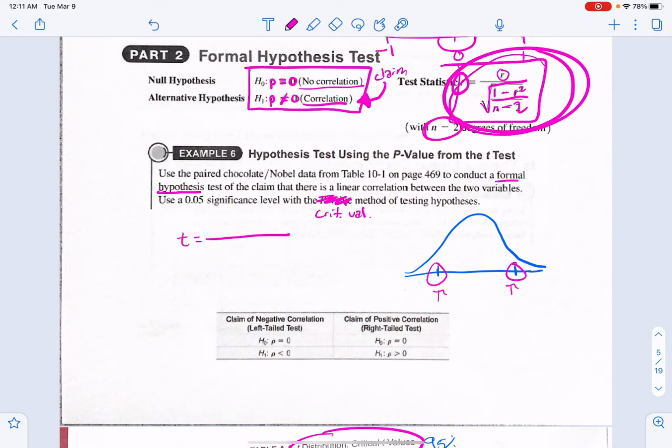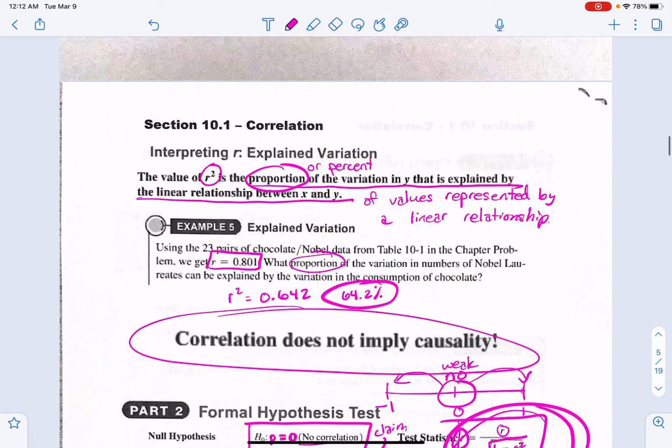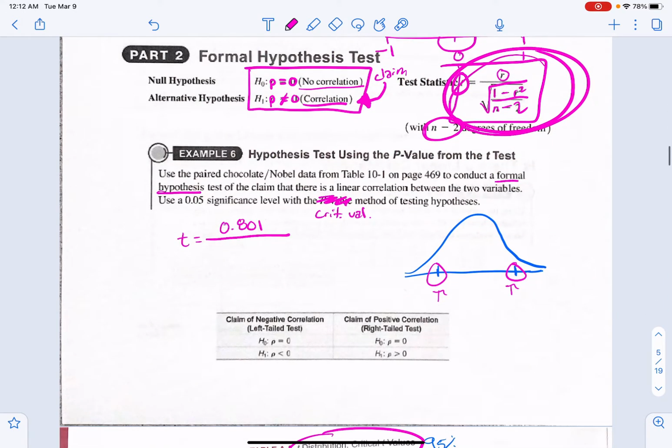Using this formula up here, we've got our r value was 0.801. Let me check that. Yep, 0.801. Square root of 1 minus 0.801 squared over n minus 2. And, oh shoot, I should fill our n in.